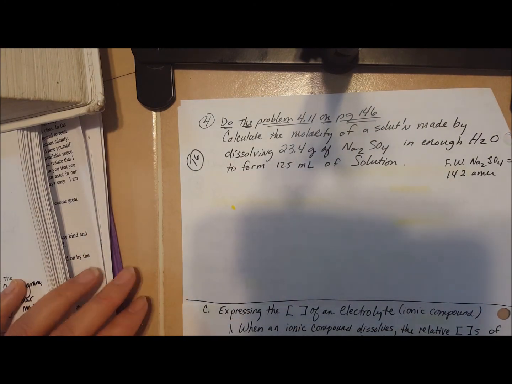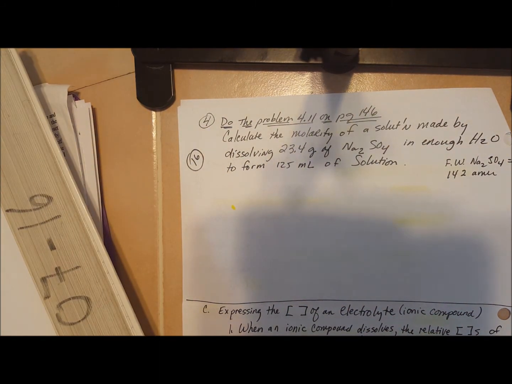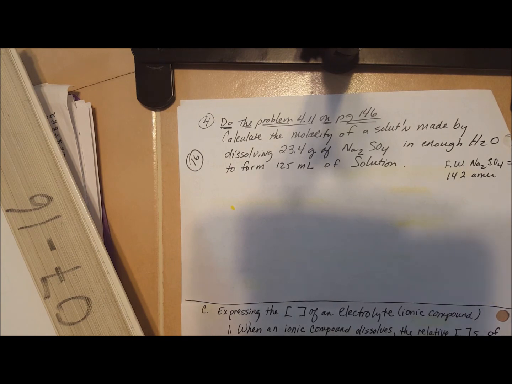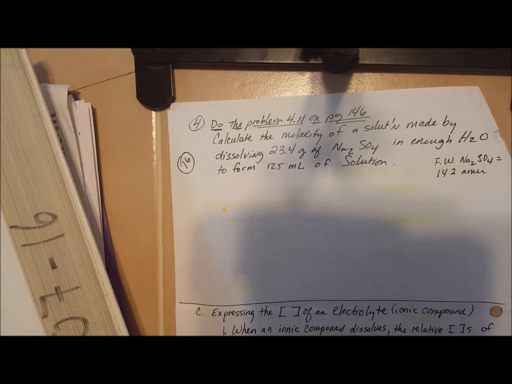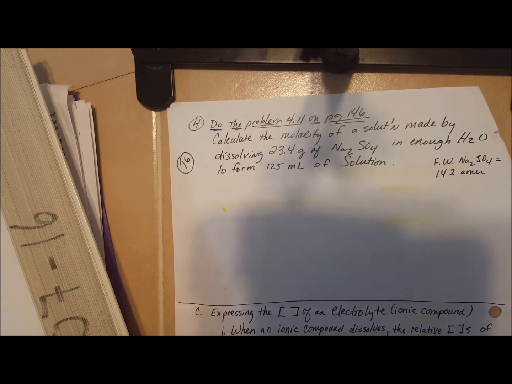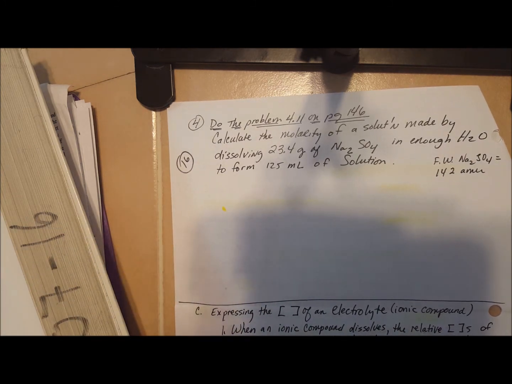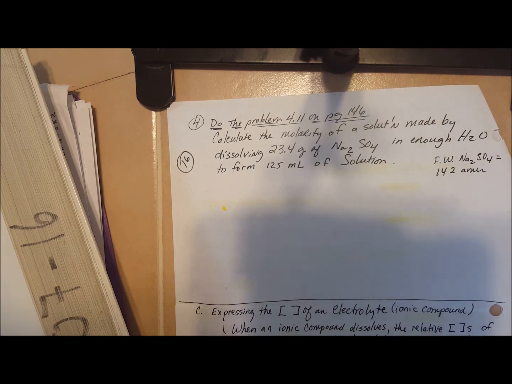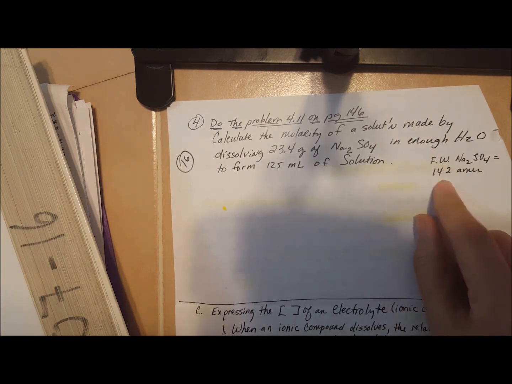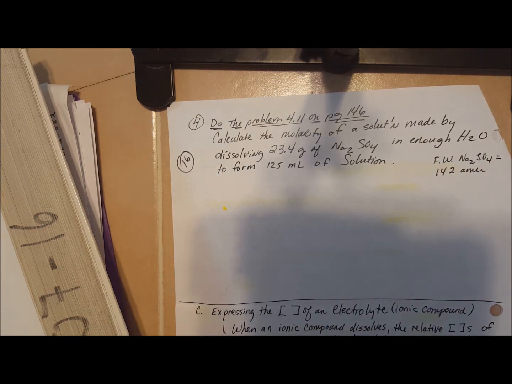Now we're going to do problem 4.11 on page 146. So why don't you turn to that page in your textbook, and we're going to do it together. The question is, calculate the molarity of a solution made by dissolving 23.4 grams of sodium sulfate in enough water to form 125 mL of solution. And when you see this, right away, I like to put down the formula weight of sodium sulfate, so I figured it to be 142 AMU.